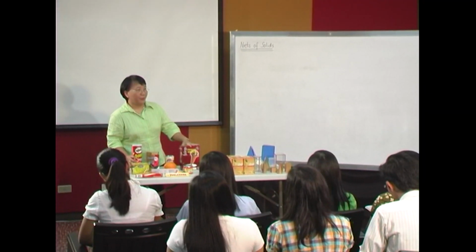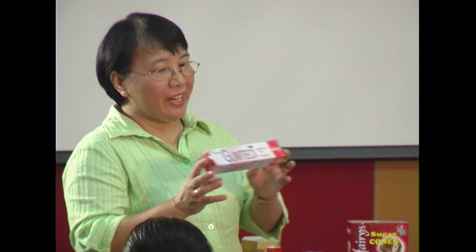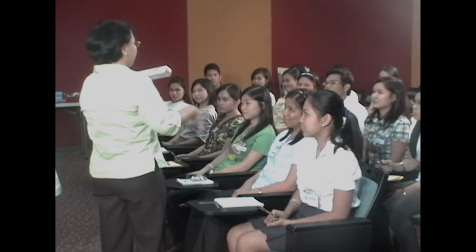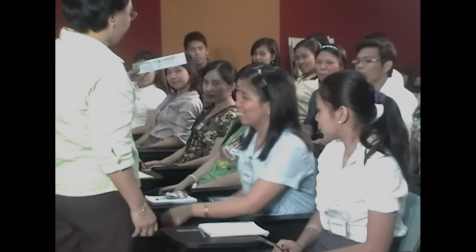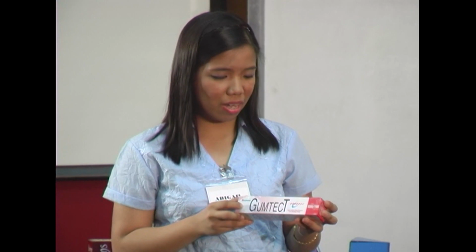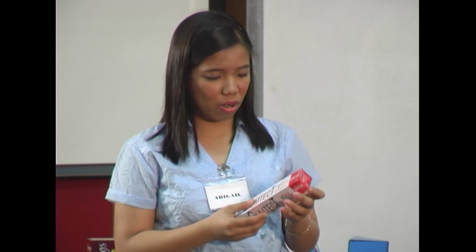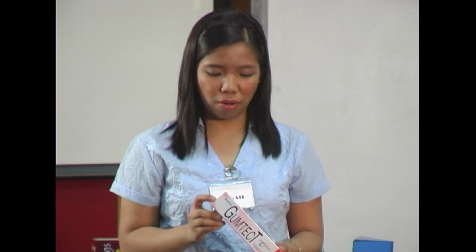Now I have here, have you seen these products before? Yes. Where? Supermarket. Do you buy these products? Yes. Okay, so I have here a box of toothpaste, right? So I'd like Abigail, please face your classmates and describe this box. This pack of toothpaste is color red and has 4 sides which have a shape of rectangle and 2 sides which have a shape of a square.